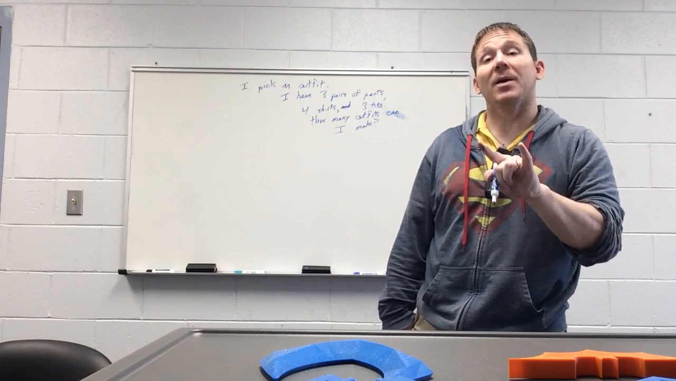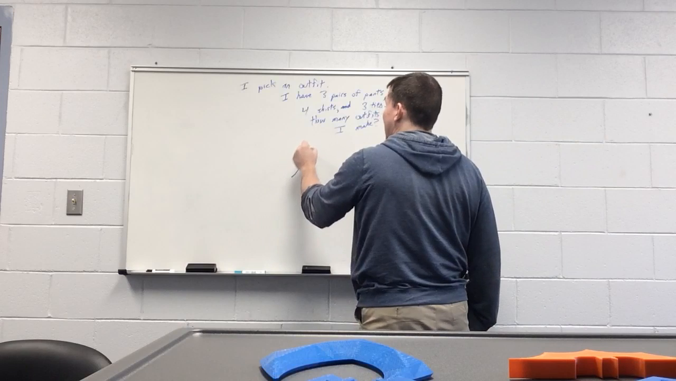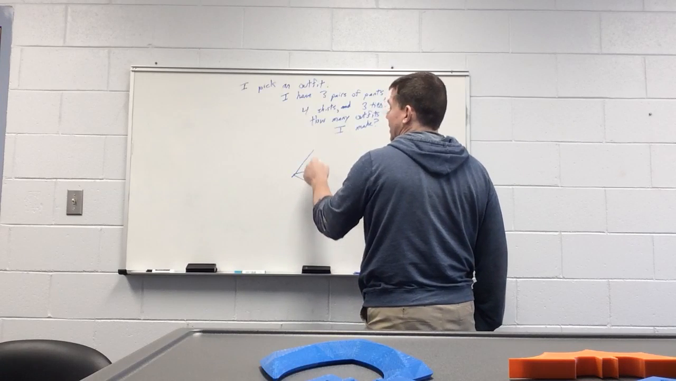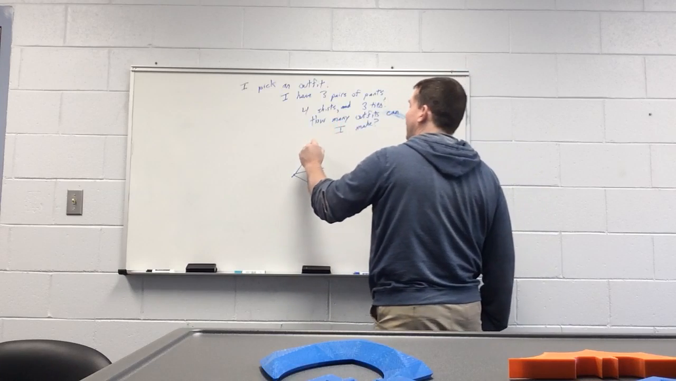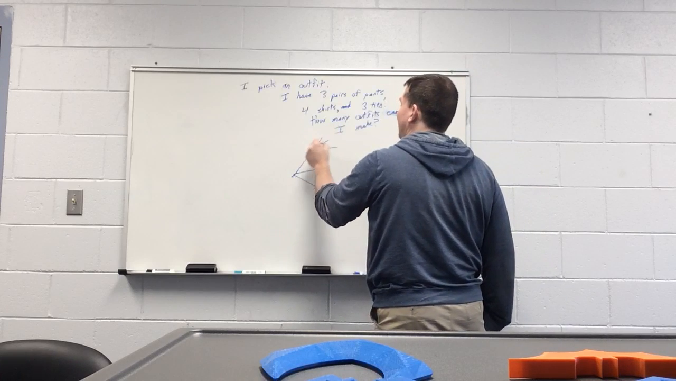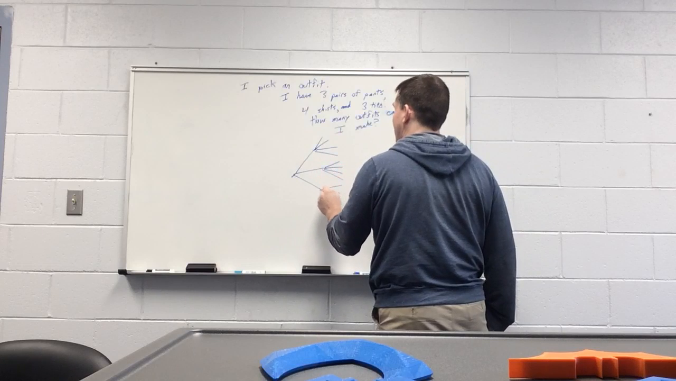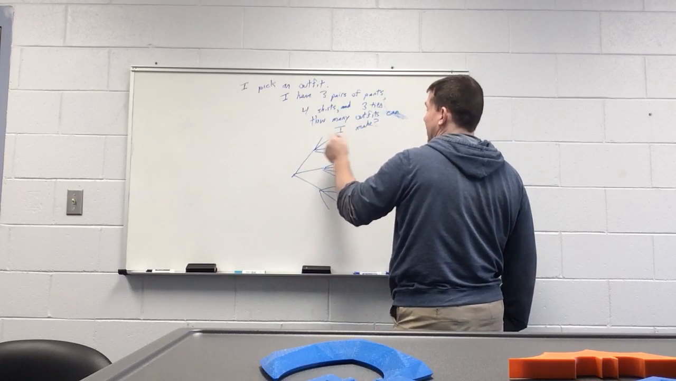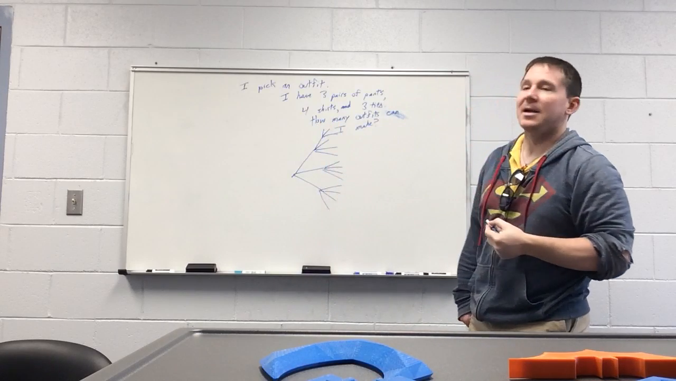There's 2 ways we can do it. One way is to say, I'm going to draw a tree diagram. I have 3 pairs of pants. So first pair of pants, second pair of pants, third pair of pants. Then I have 4 shirts. So I have 4 shirts at the end of each pair of pants. Then I have 3 ties. So I put 3 ties at the end of each shirt.